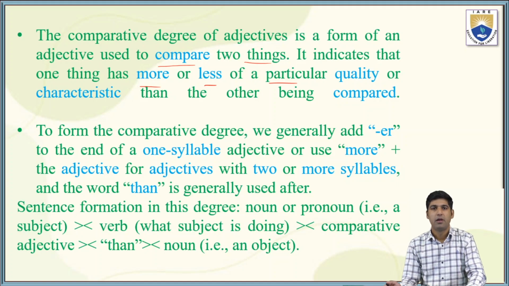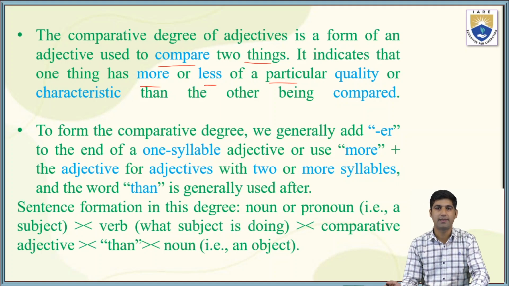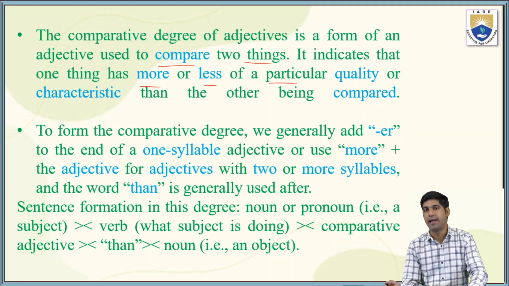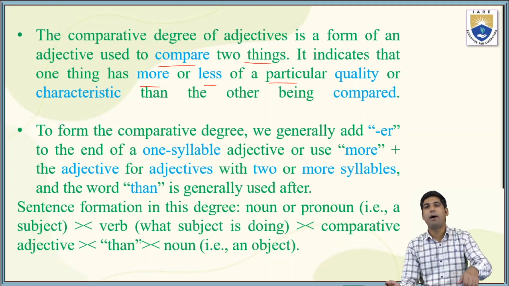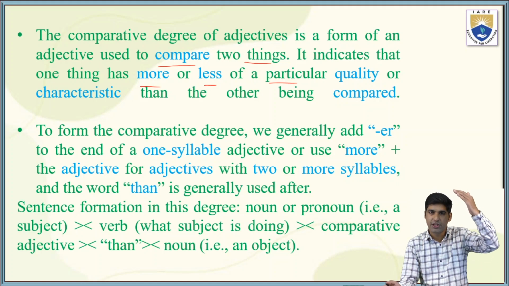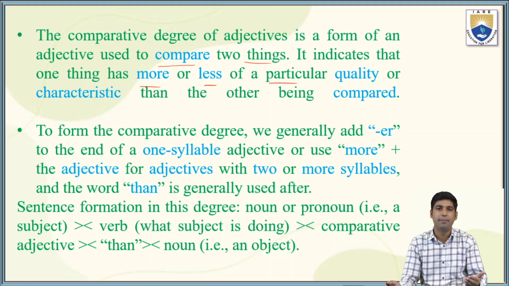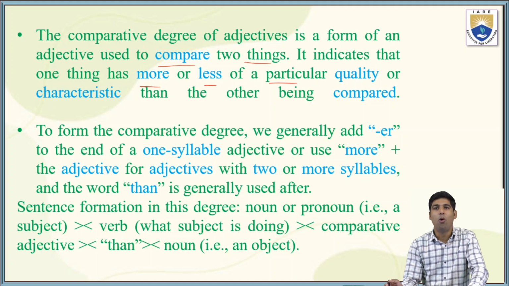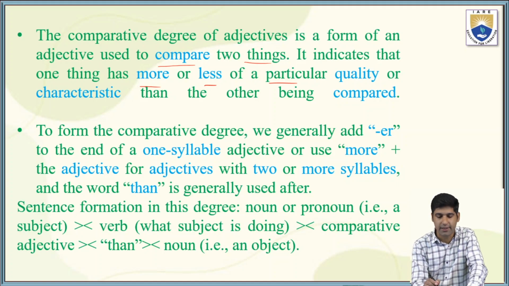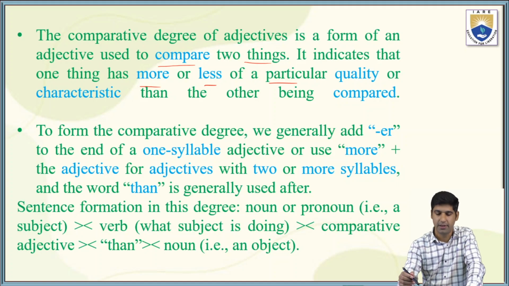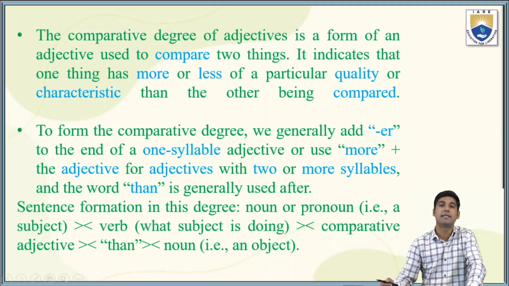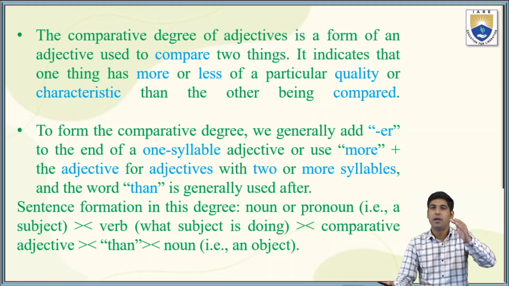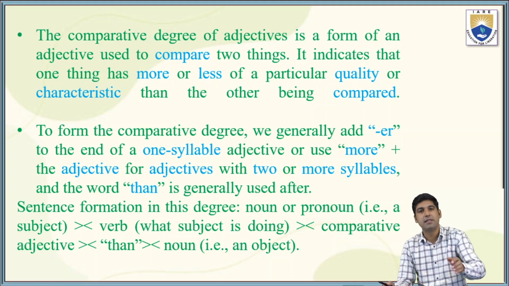If I tell you Rahul is better than other boys, it means he is a better option. If I tell you another sentence, Rahul is worse than other boys, then I talk about the negatives. So the comparative degree indicates what? More or less of a particular quality or characteristic than the other being compared. It shows us how a person has one quality more or less than the other person being compared in that sentence.